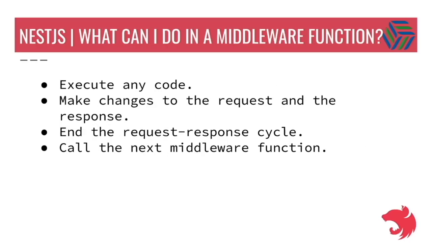What can I do in a middleware function? I can execute any code. I can make changes to the request and the response objects. I can end the request response cycle, or I can call the next middleware function. Okay, let's jump into Visual Studio Code and let's create a custom middleware to audit some specific operations performed in our API.